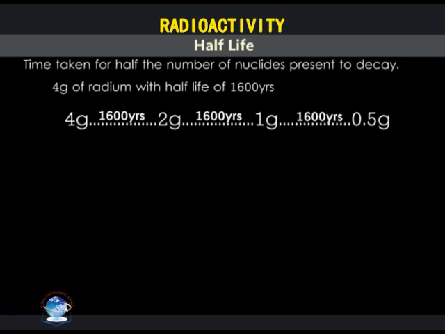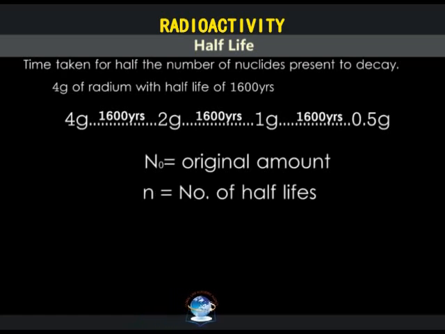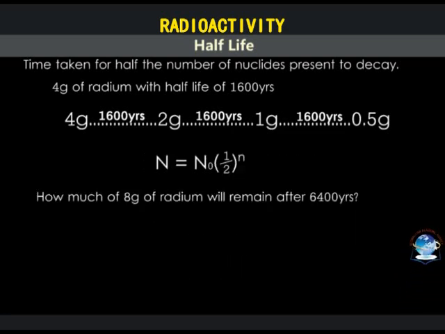Mathematically, if N0 is the original amount of a sample, n the number of half-lives, then the remaining amount N is given by N = N0 × (1/2)^n. For example, if we have 8 grams of radium whose half-life is 1,600 years, how much will be remaining after 6,400 years?